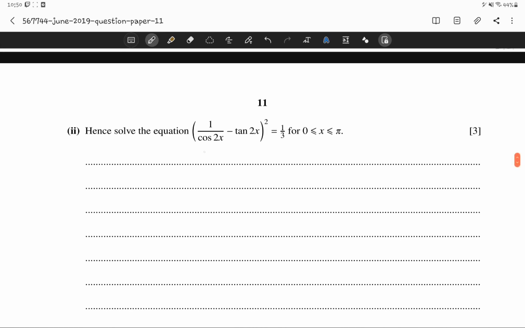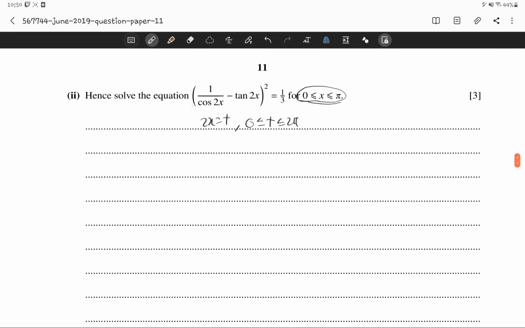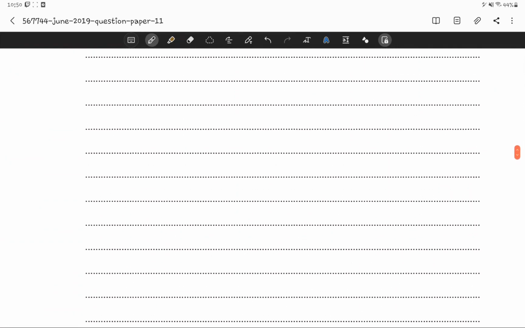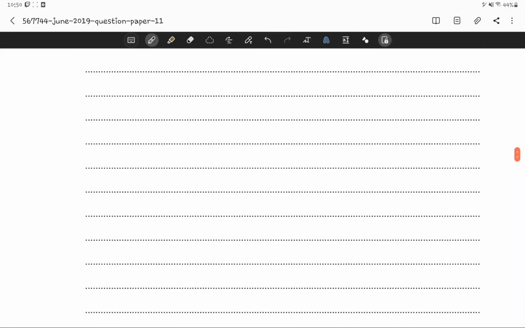Okay, let's say 2x equals t. I'm not sure what you call this. The range, I guess, of t is from 0 to 2 pi. And this one is equal to 1 plus sine t, and 1 minus sine t equals a third. 1 plus sine t, 1 minus sine t. Is that right? 1 plus sine, yeah.